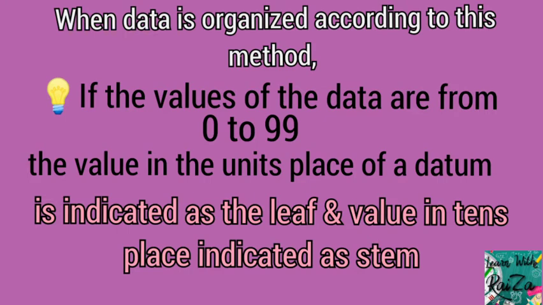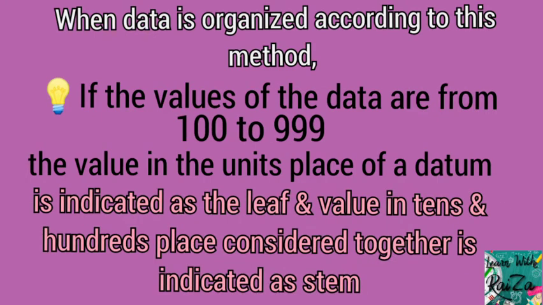When data is organized according to this method, if the values of the data are from 0 to 99, the value in the units place of a datum is indicated as the leaf, and the value in the tens place is indicated as the stem. Remember the 2 points. When the values of the data are from 100 to 999, the value in the units place of a datum is indicated as the leaf, and the value in the tens and hundreds place considered together is indicated as the stem. You will understand this briefly when we talk about the examples.